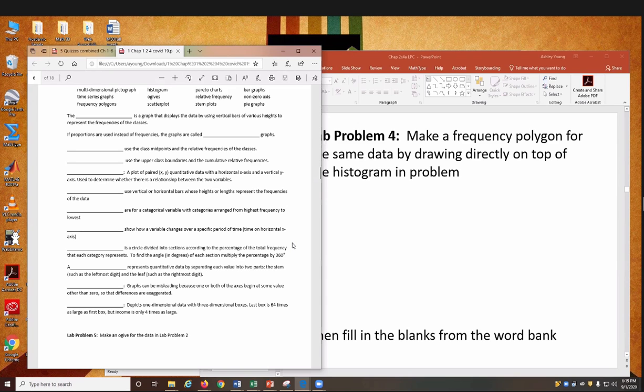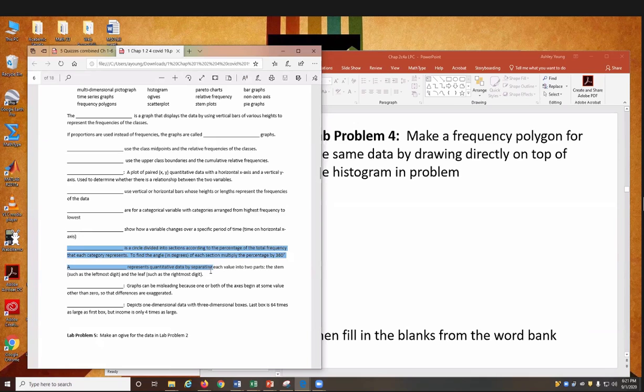This one here. Oh, was that group six? That was group five, right? Yeah. So group six is Hanan, Kristen, Olivia, Skylar. So we got Pareto charts for a categorical variable with categories arranged from highest frequency to lowest. Great. Group seven, the next one. You can go. Time series graphs show how a variable changes over a specific period of time on the horizontal x-axis, which each category represents. Great.